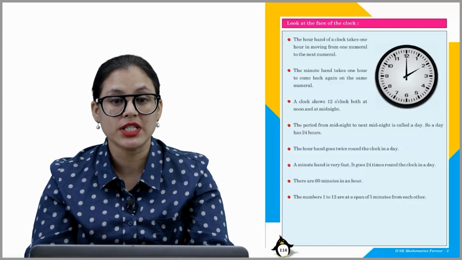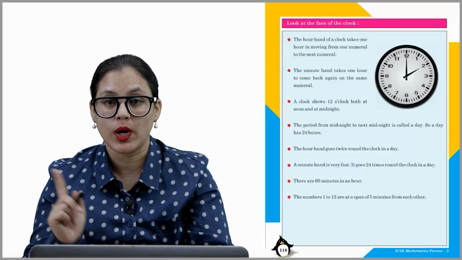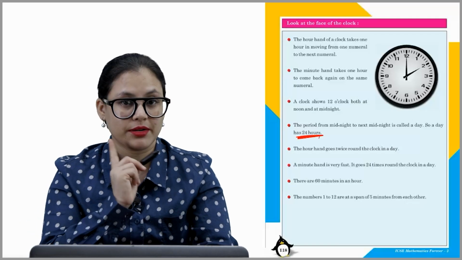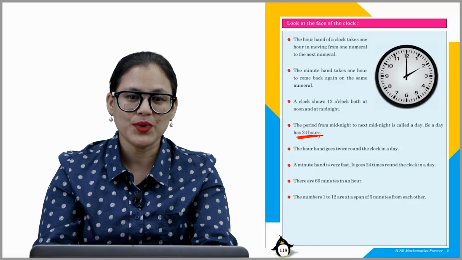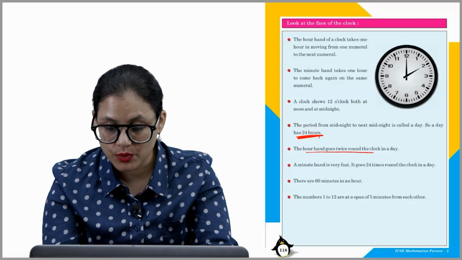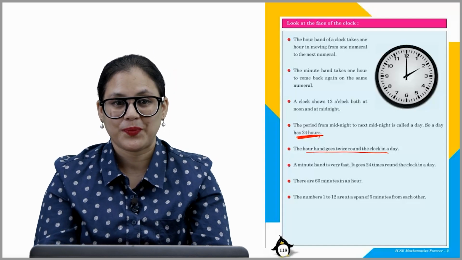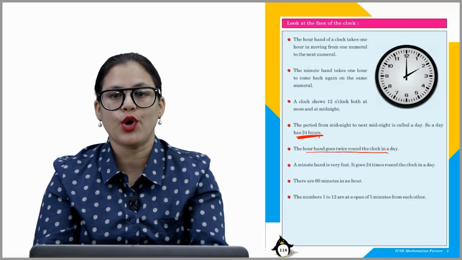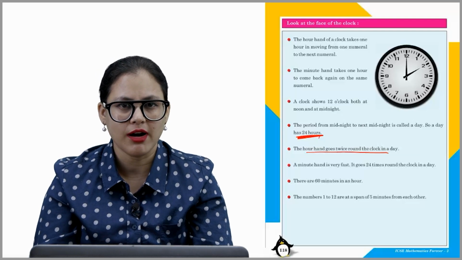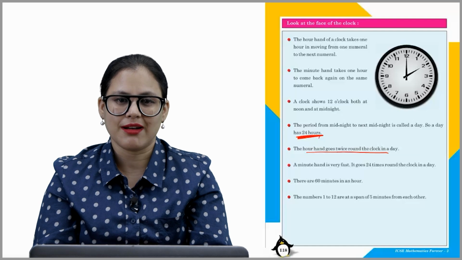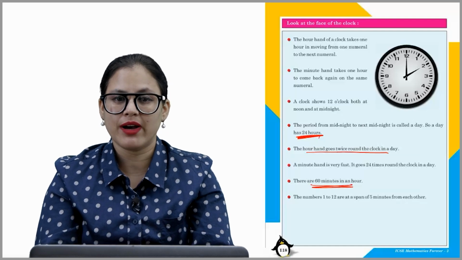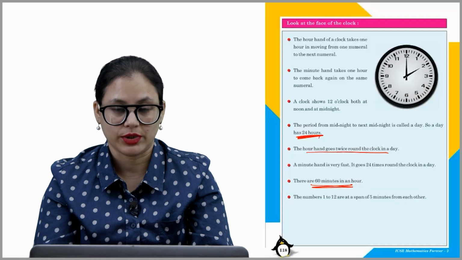The period from midnight to next midnight is called a day. So a day has how many hours? 24 hours. Remember that. The hour hand goes twice around the clock in a day. A minute hand is very fast. It goes 24 times around the clock in a day. There are 60 minutes in an hour. And the numbers 1 to 12 are the span of 5 minutes from each other.